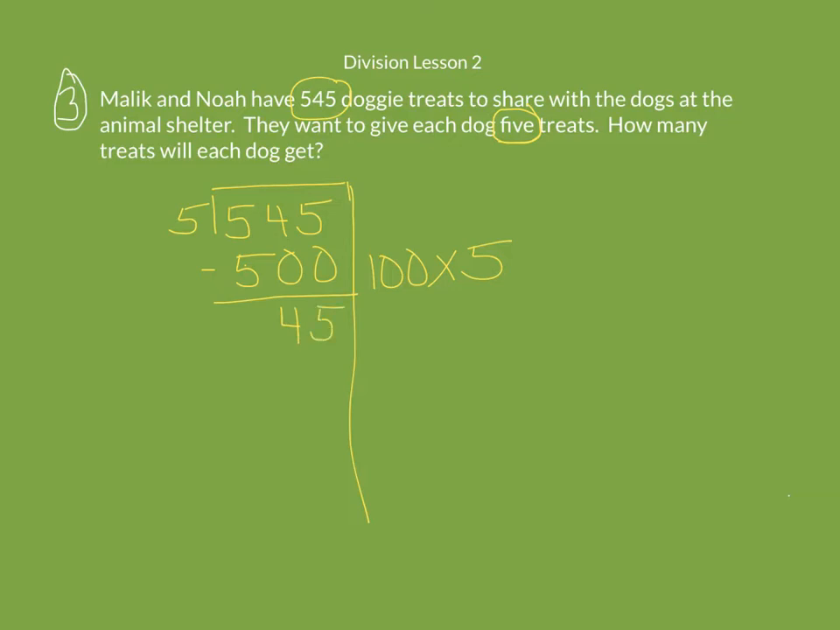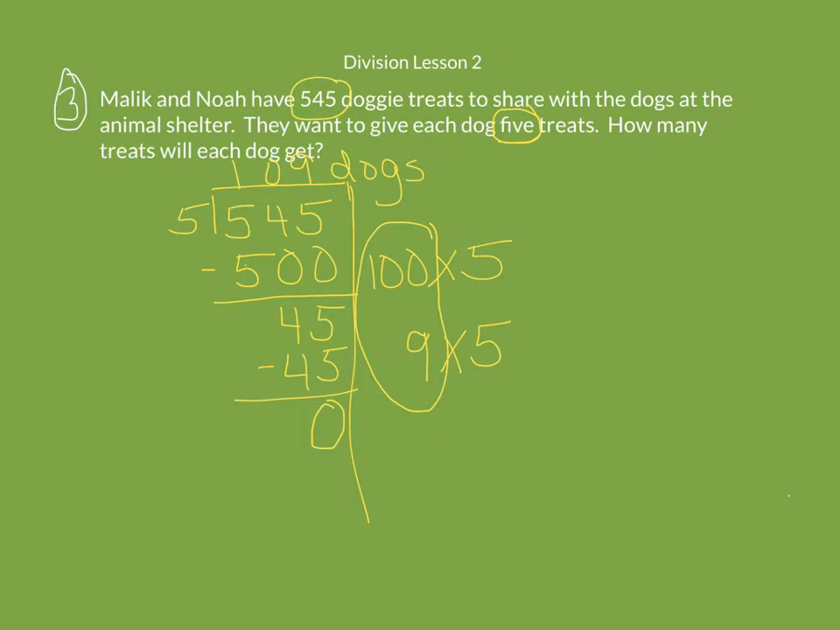Now we've got 45 left. I know that 45 is actually a multiple of 5. 10 times 5 is 50. So 9 times 5 would be 45. So 9 groups of 5 would be 45. And we have shared all the treats equally. There's no more to share. So they can give doggy treats to 109 dogs. Oh, that's a lot. They may end up giving them to the cats too.